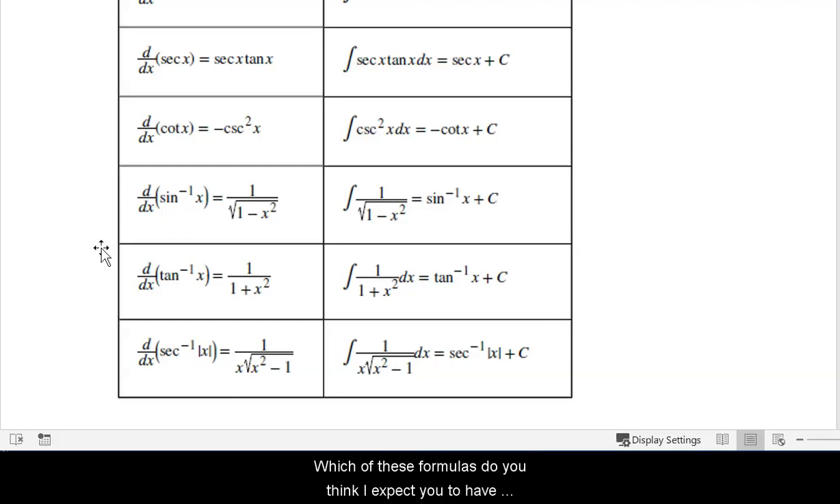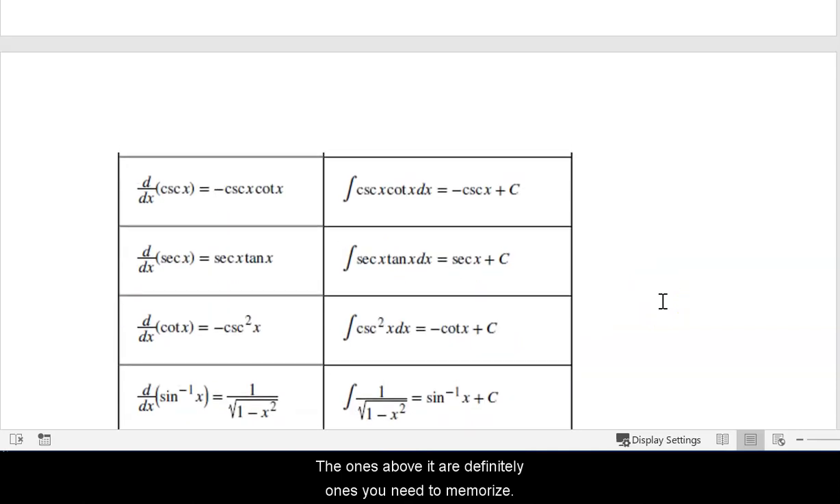Which of these formulas do you think I expect you to have memorized for the exams? That's correct. Everything except the bottom three. The ones above it are definitely ones you need to memorize. There are U forms for these, and you will see the U forms on the handout in the Learning Management System.